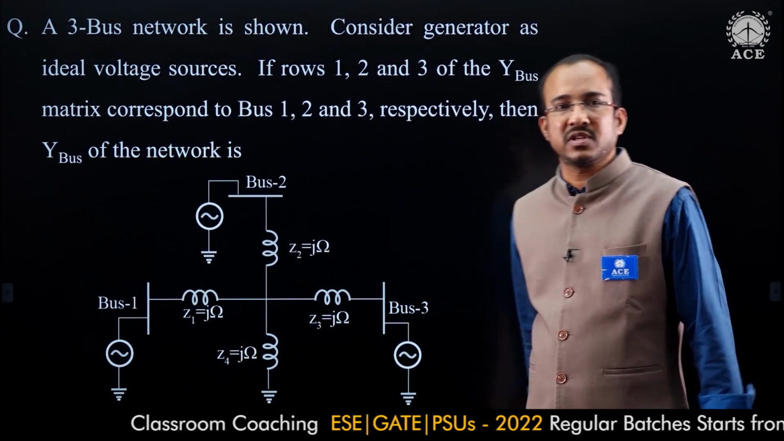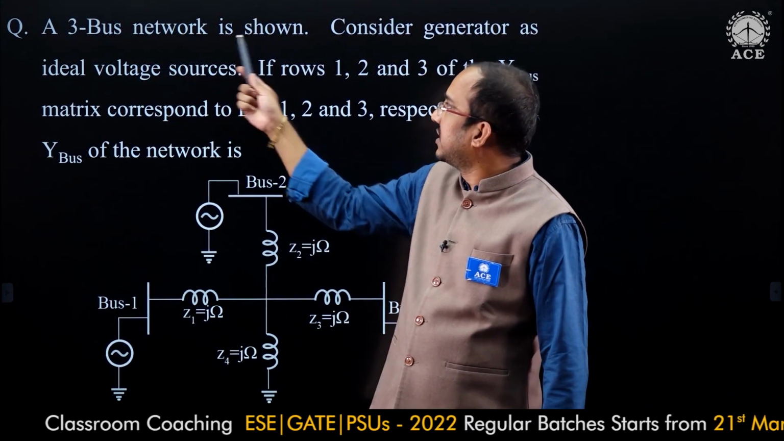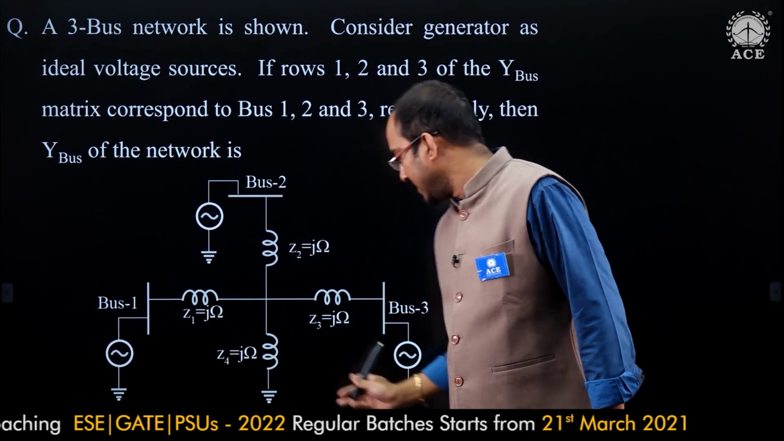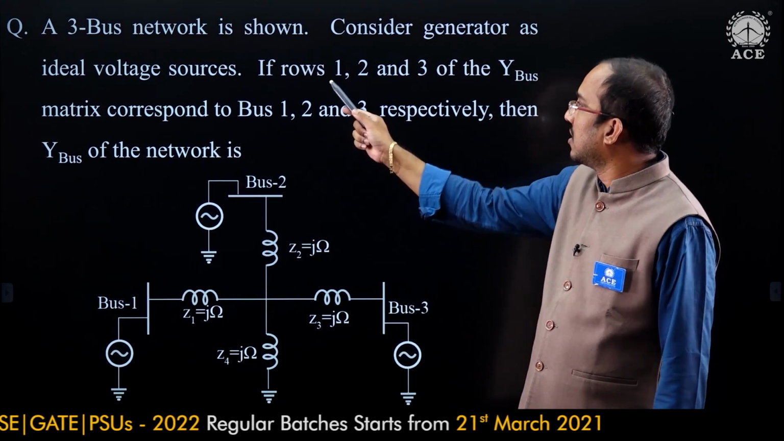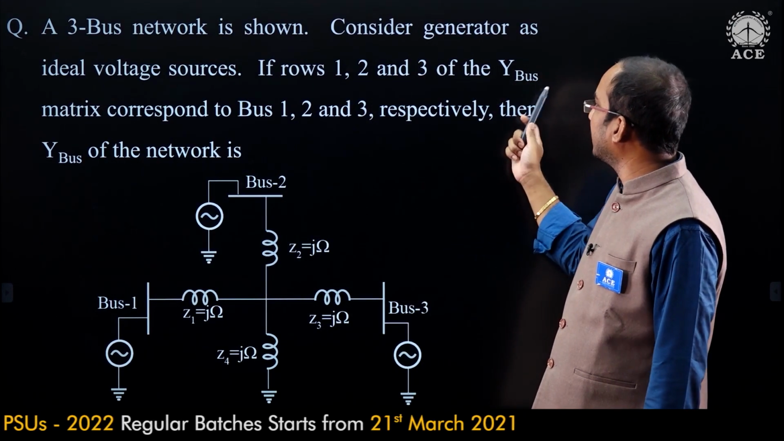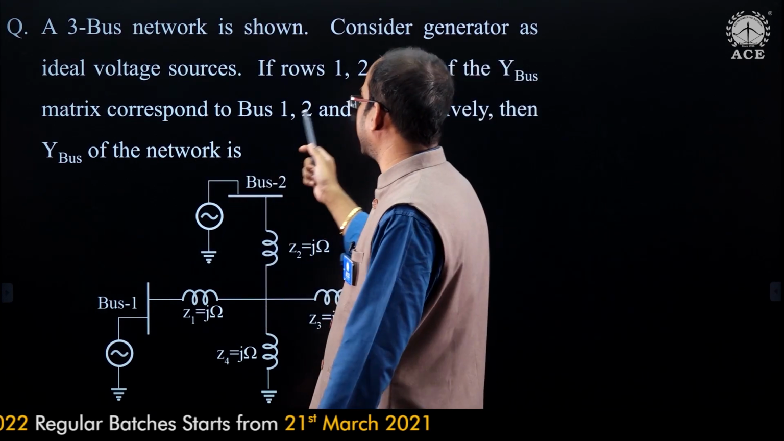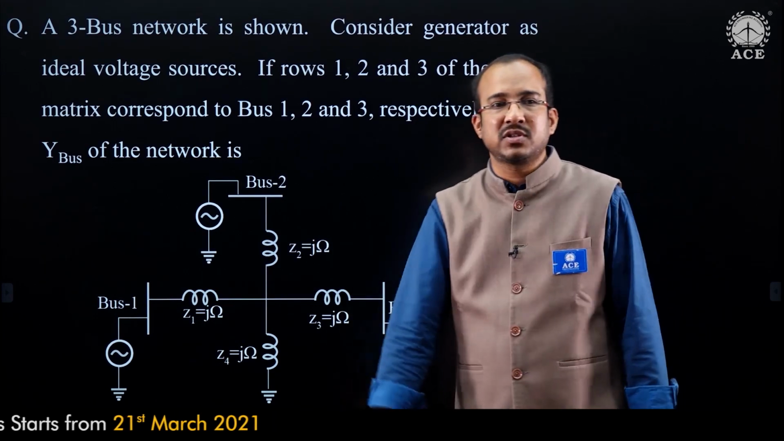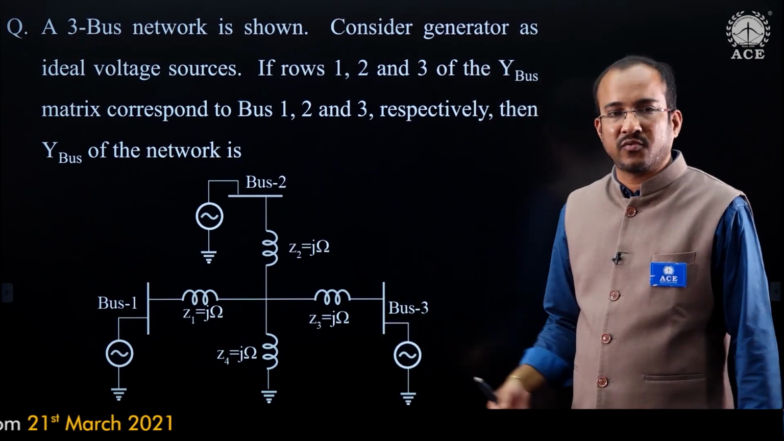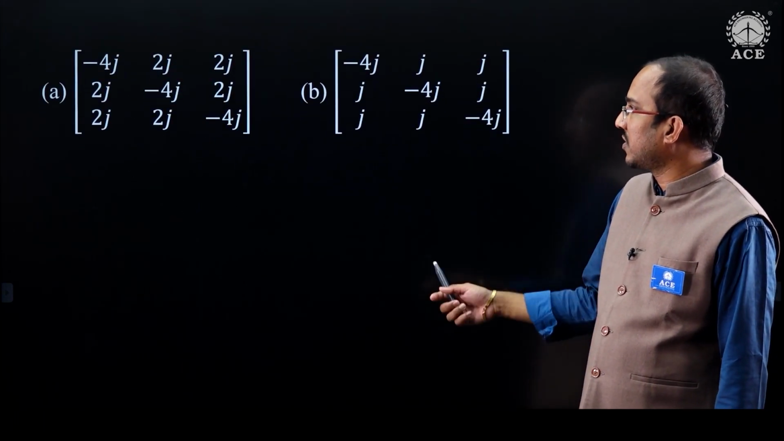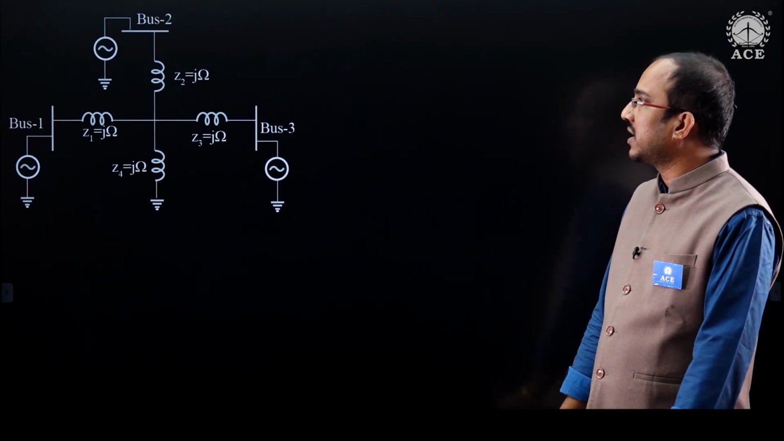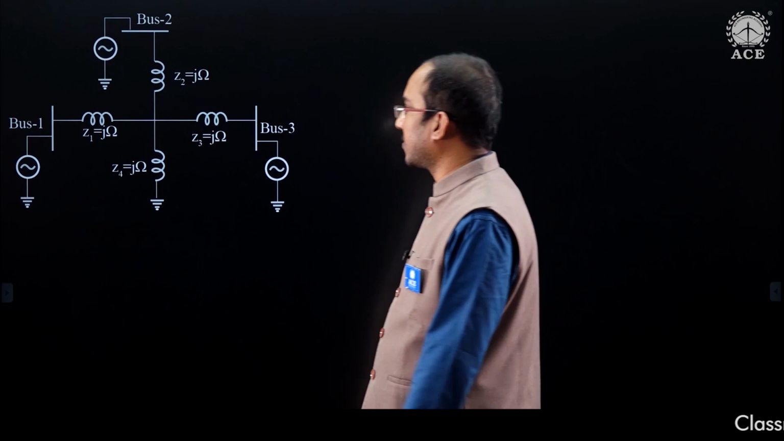Now let us observe this problem. A 3-bus network is shown in the diagram. Consider generators as ideal voltage sources. If rows 1, 2, 3 of the Y bus correspond to bus 1, 2 and 3 respectively, then the Y bus of the network is, he is asking to form the Y bus of this network. So these are the 4 options which are given. Now let us try to find the solution for this problem.